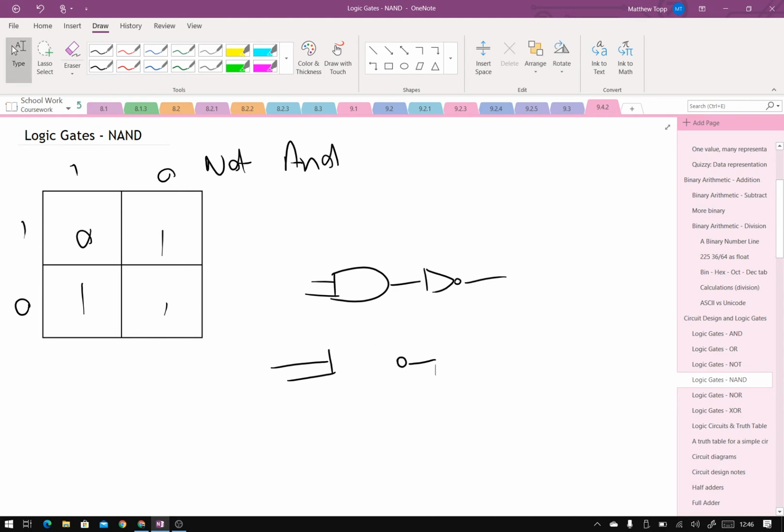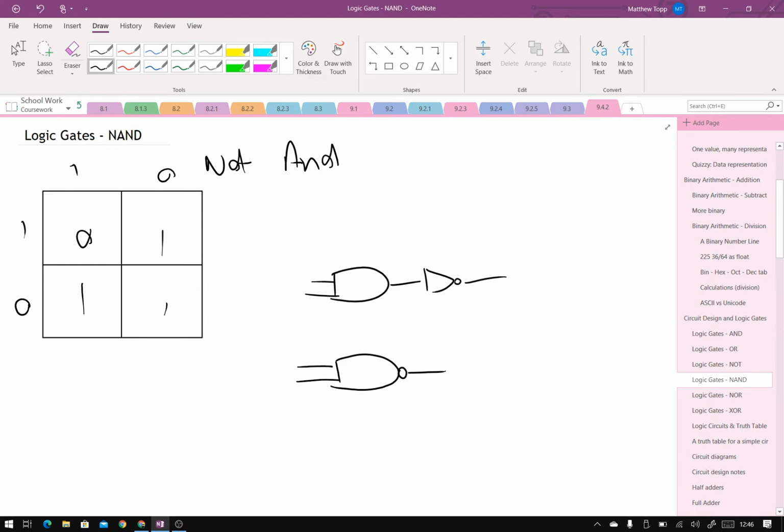It's like a really fat man. Oh, I'm going to draw the whole thing again. That was pathetic. All right, so there's my NAND gate.